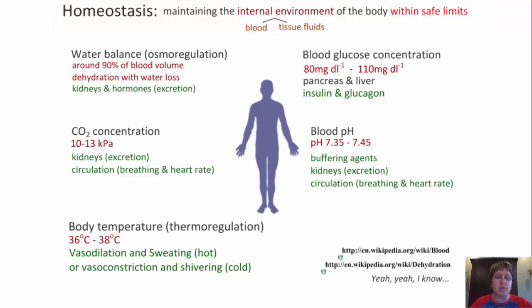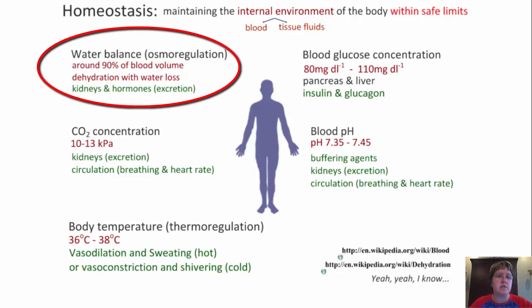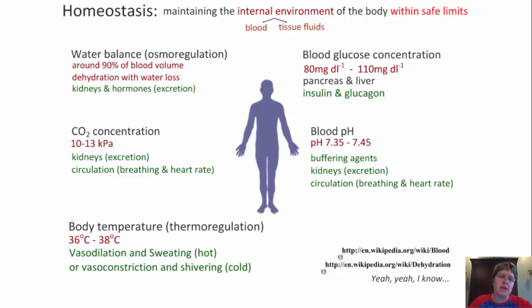We've talked about a few things throughout the year, and we'll talk about some more of these next year and in this unit, this video lecture today. So water balance we've talked about before. This is the idea of osmoregulation, that 90% of your blood volume is water, and of course we know that if you have water loss, then you become dehydrated. So dehydration comes with water loss. You'll talk about that more next year when you go into kidneys as well.